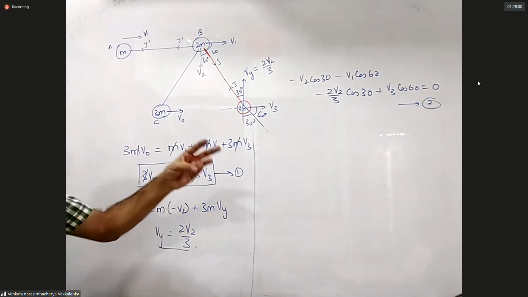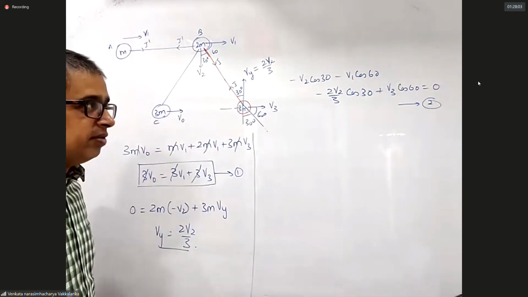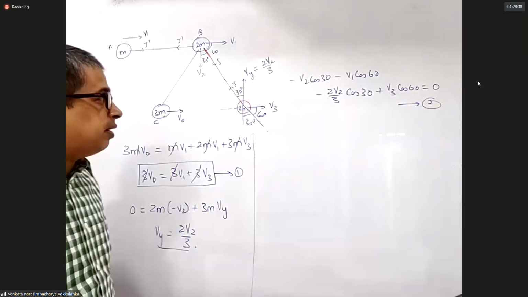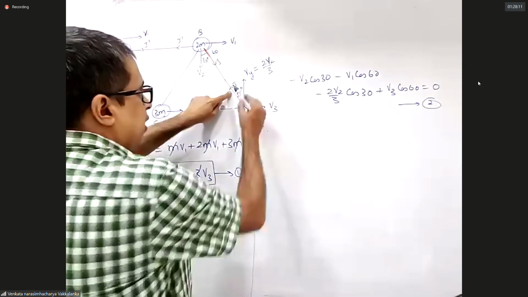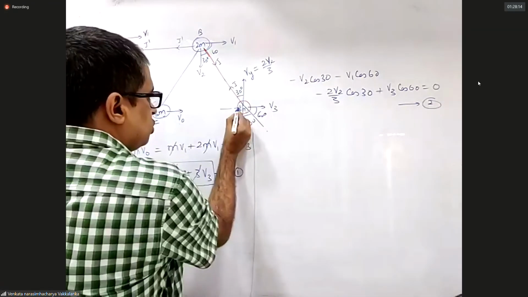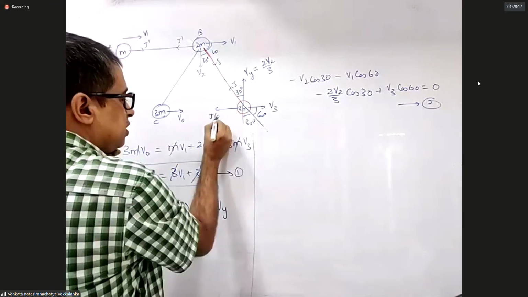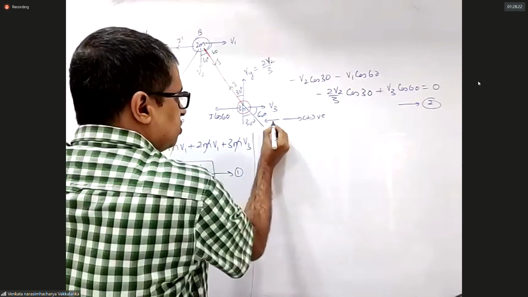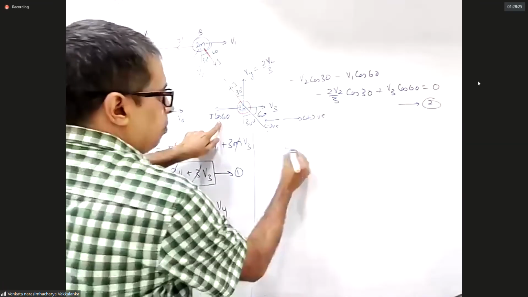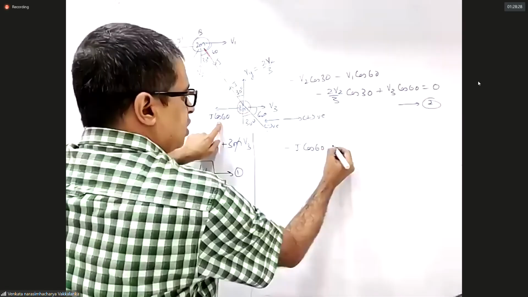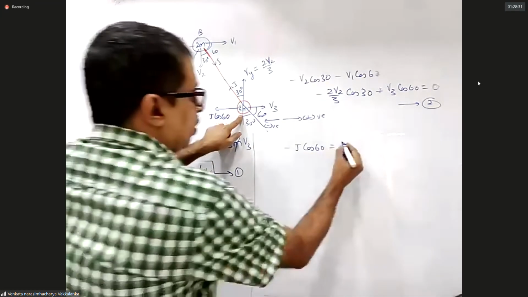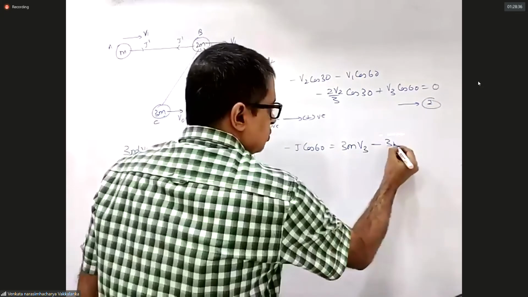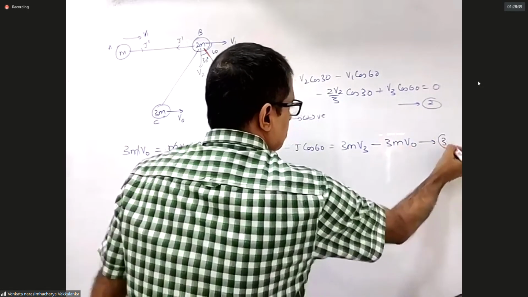How many variables do you have? V1 I have, V2 I have, V3 I have. So I need one more equation. I will have to bring in the impulse. Have a look at this J. This J in this direction will be how much? J cos 60. I'll take everything in this direction positive, in this direction negative. Minus J cos 60 is equal to 3m into V3, final momentum, minus 3m into V0, initial momentum.